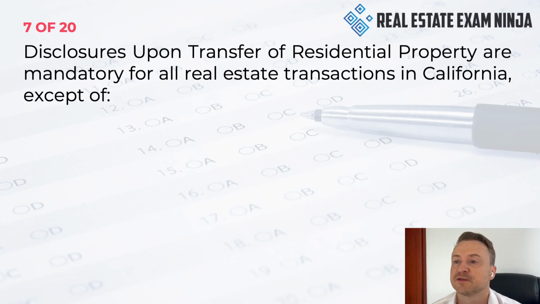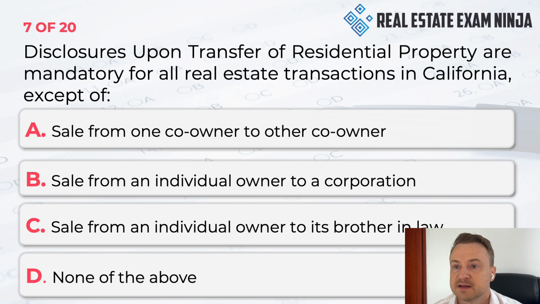Disclosures upon transfer of residential property are mandatory for all real estate transactions in California, except A, sell from one co-owner to another co-owner. B, sell from an individual owner to a corporation. C, sell from an individual owner to his brother-in-law. D, none of the above.